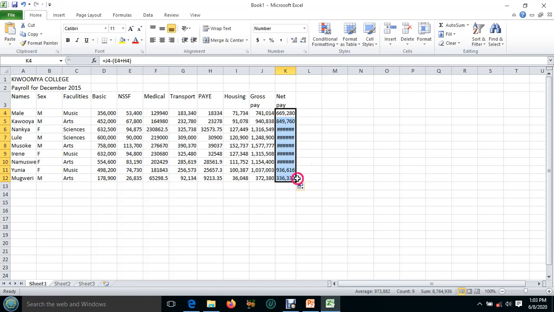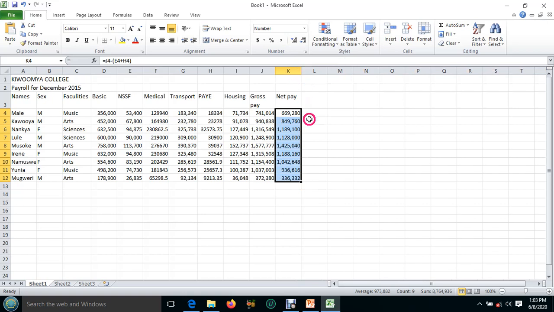Alright, now here we are having the values, but when you come here, we have hash. Hash does not mean that you are wrong, but it means that the cell is too narrow for the figure to be displayed there. So simply come and enlarge that cell. Alright, then what's next?